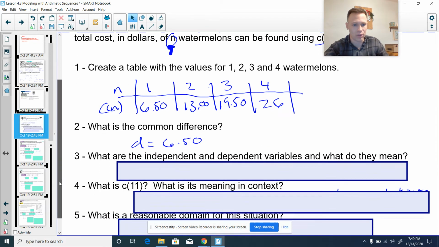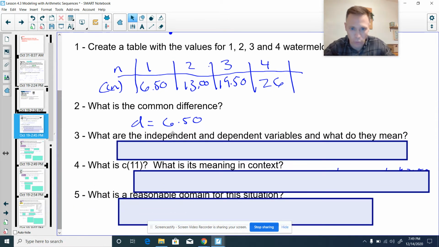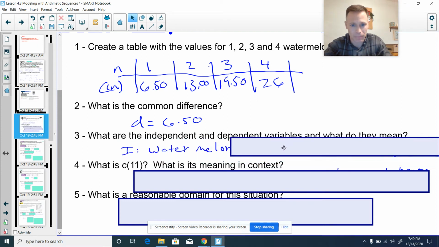Now, this is another kind of blast from the past question. What are the independent and dependent variables? Remember, these are still functions, right? We're just calling it different stuff because we're relating it to a sequence. So the independent variable is, remember, what goes into the function. Well, what's going into the function? It's the amount of watermelons, right?